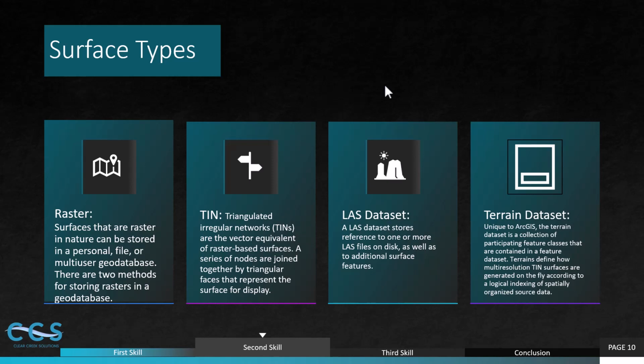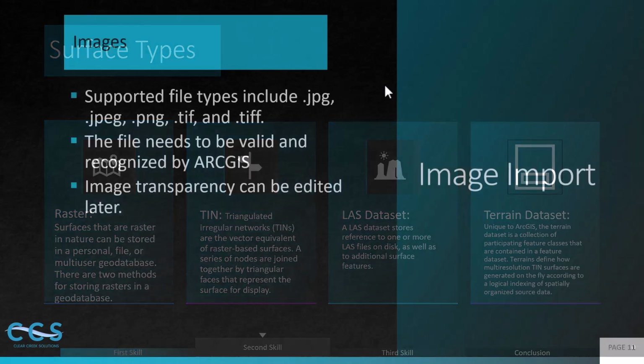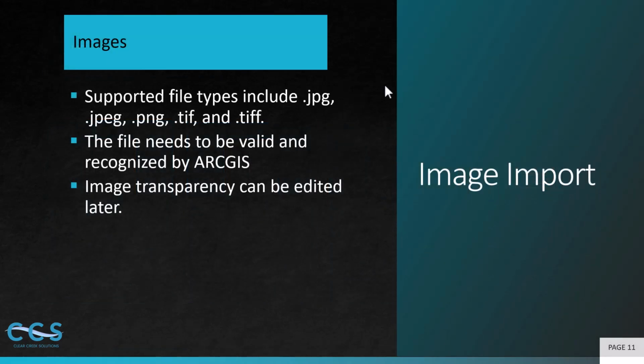And then the terrain dataset is unique to ArcGIS. The terrain dataset is a collection of participating feature classes that are contained in a feature dataset. Terrains define how multi-tier TIN surfaces are generated on the fly according to a logical indexing of spatially organized source data.